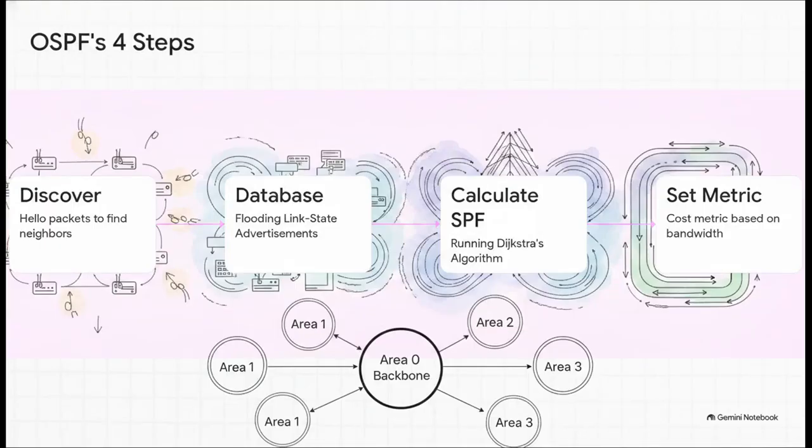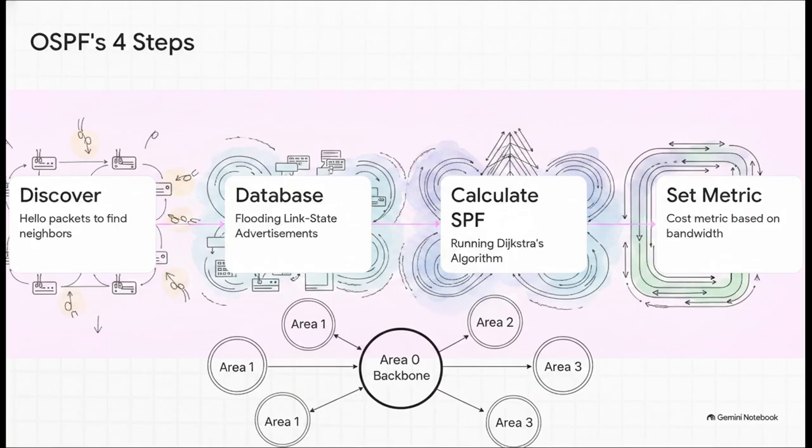Usually OSPF, which is a link state protocol. For larger enterprises, OSPF builds that full GPS map through this highly structured 4-step process. First, routers send hello packets to discover their neighbors. Second, they flood link state advertisements to everyone, building an identical database. Third, every router independently runs Dijkstra's mathematical algorithm to compute the absolute shortest path tree. And fourth, unlike RIP, OSPF calculates its metric cost based directly on interface bandwidth.